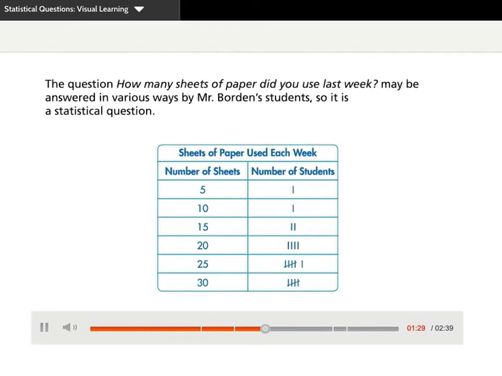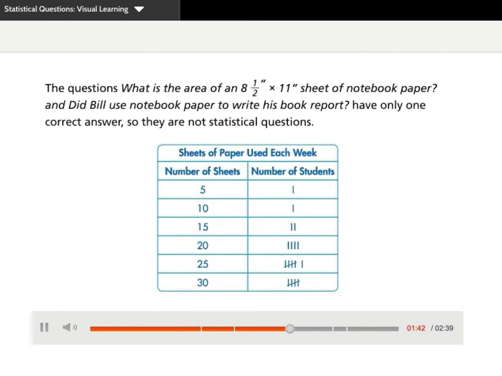The question, how many sheets of paper did you use last week, may be answered in various ways by Mr. Borden's students, so it is a statistical question. The questions, what is the area of an 8 1/2 inch by 11-inch sheet of notebook paper, and did Bill use notebook paper to write his book report, have only one correct answer, so they are not statistical questions.